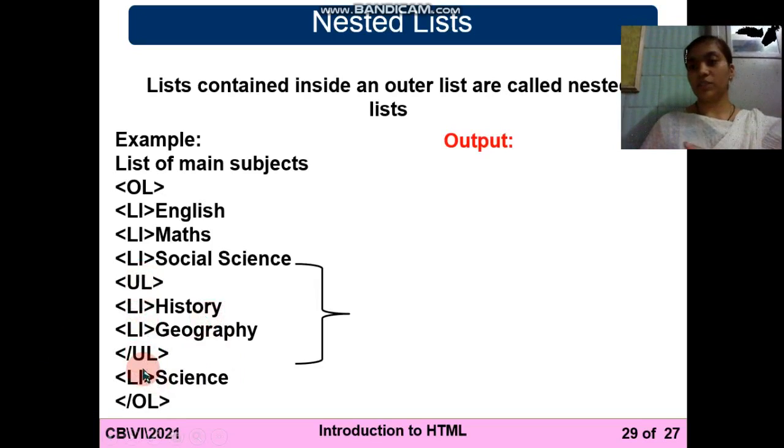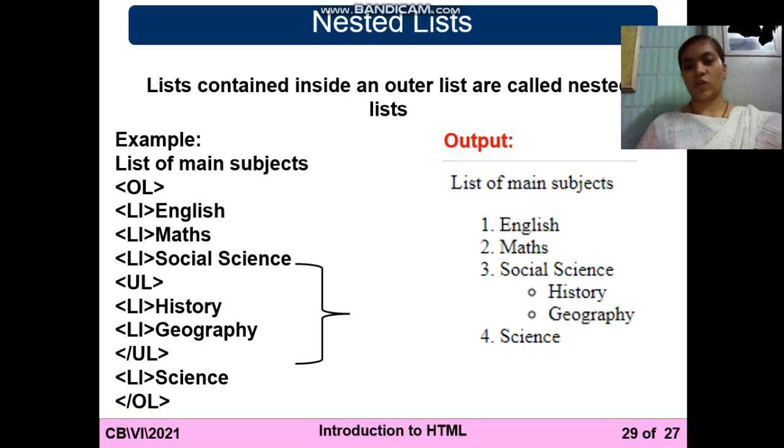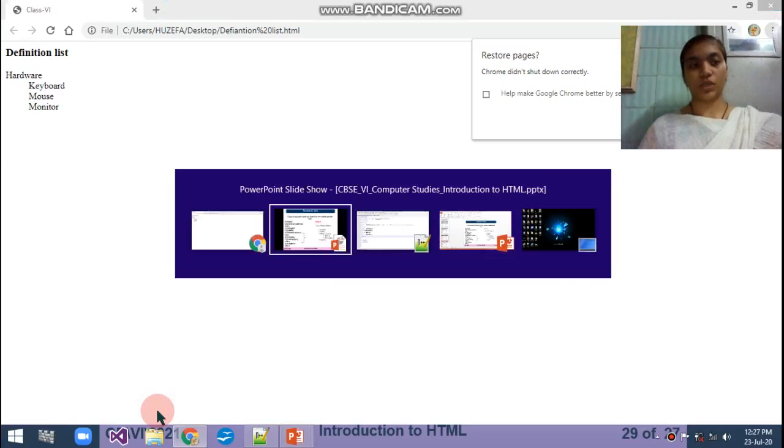You have to compulsorily close the UL, otherwise the next list, means the next point, will come in the UL, not in the OL. Okay, so I am showing you that.